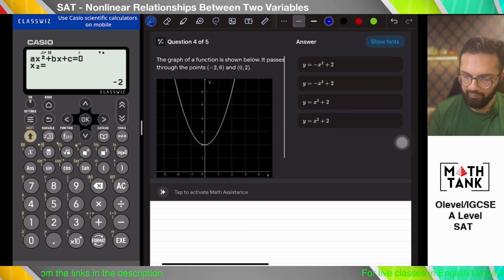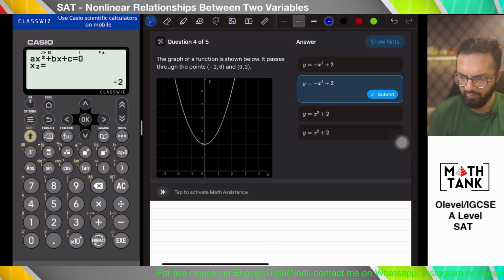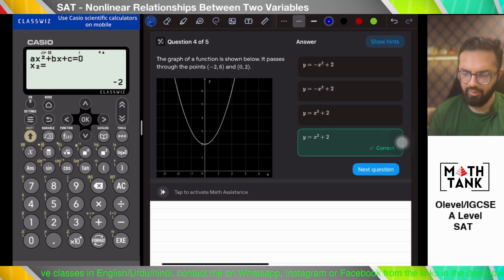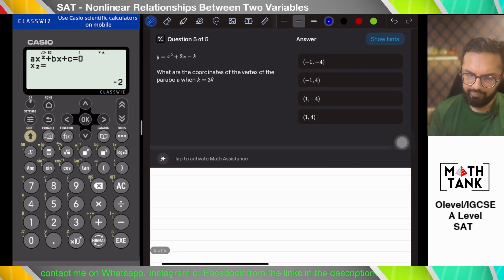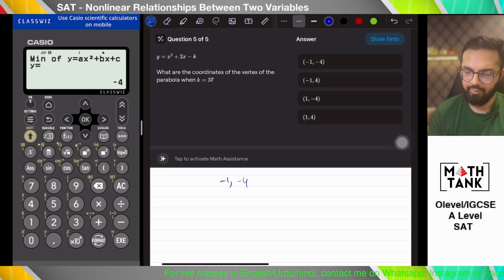What is the equation of the function? So at (0, 2), it's not a cubic curve, so that shouldn't be the answer. (0, 2), yeah, that should be the correct answer then. When k equals 3, so (1, 2) and -3. So that is (-1, -4).